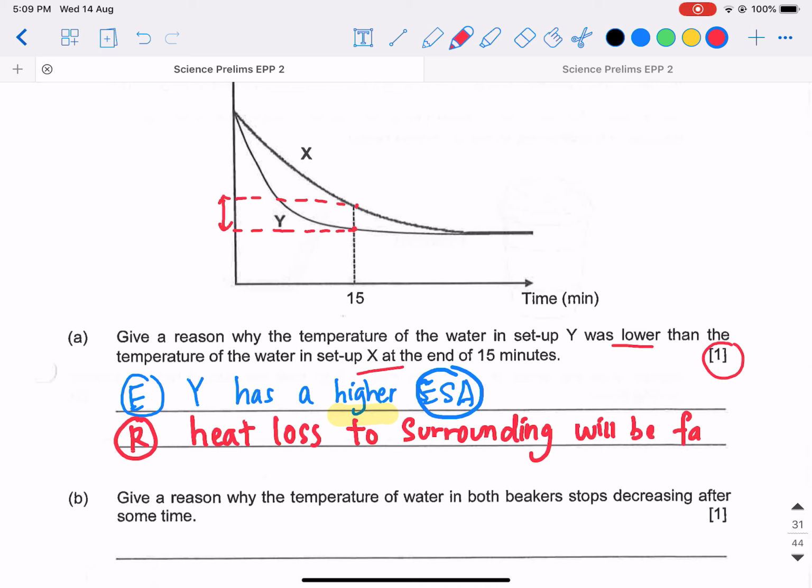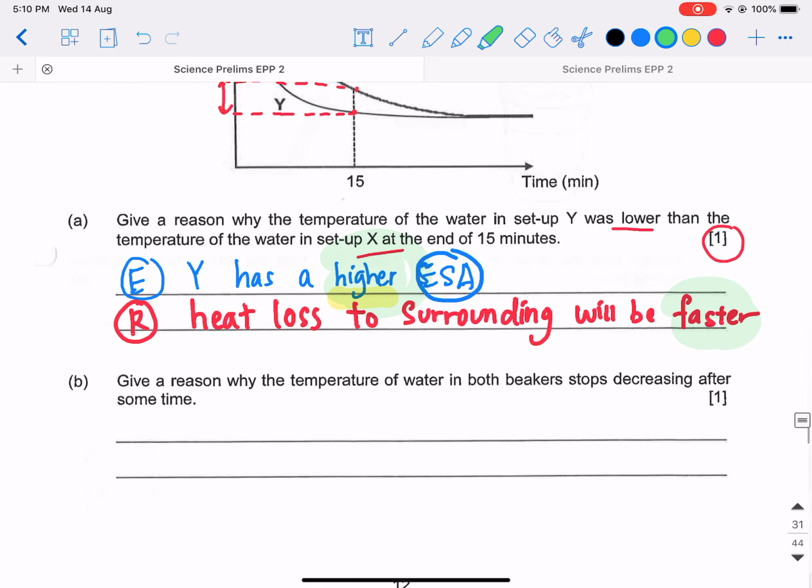Okay, so just before I end it off, I will need to do a check. I have got the comparison word here, higher. I have got the pair of comparison, faster. So that completes the whole question.